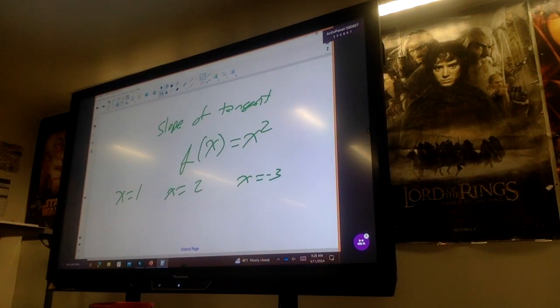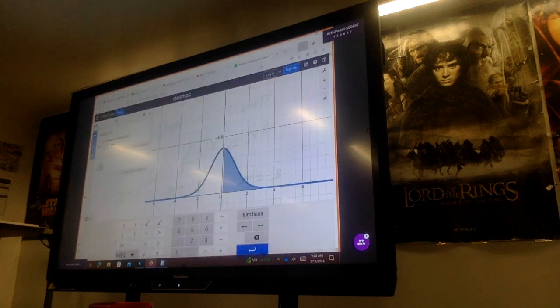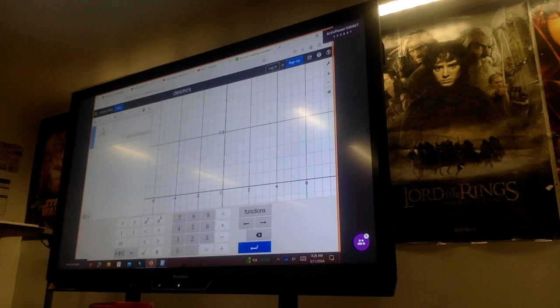All right. So first off, let's kind of explore what x squared looks like. It's a parabola. Agree? If I jump over to Desmos, and I just go y equals x squared, it's a parabola.